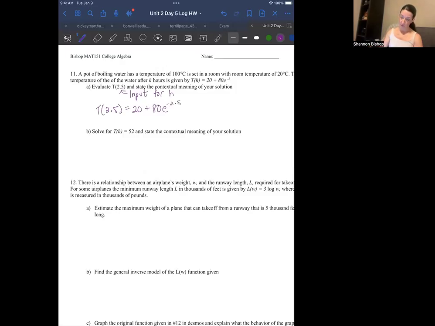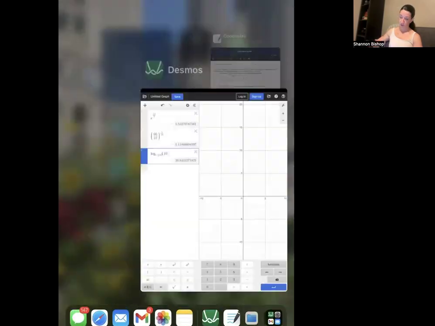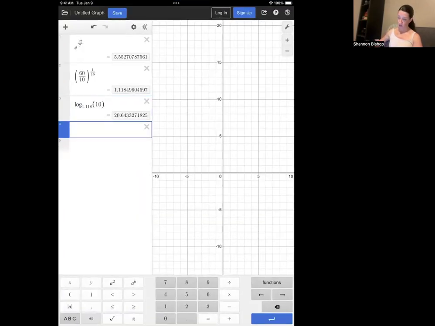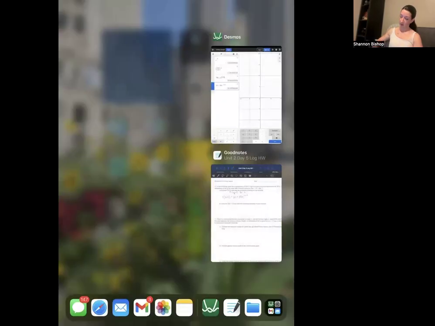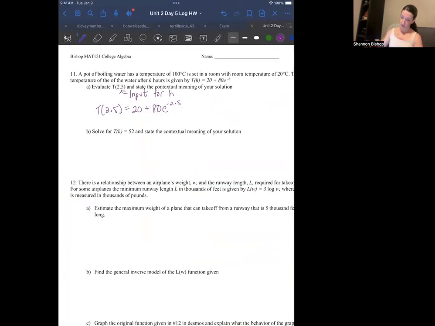2.5. Now, that expression, after you plug in 2.5, there's no inverse operations here. Everything on this entire side is just a number. 20 is a number, 80 is a number, e is a number, negative 2.5 is a number. All of this is a number. You can just literally put all that into Desmos. You're not solving for H. You already know what H is. So it's just 20 plus 80 e to the negative 2.5. Just type it all in and you get 26.567.